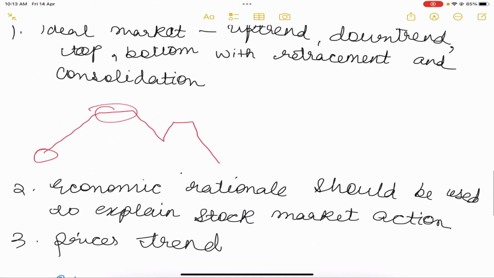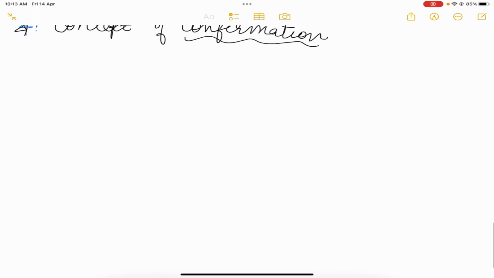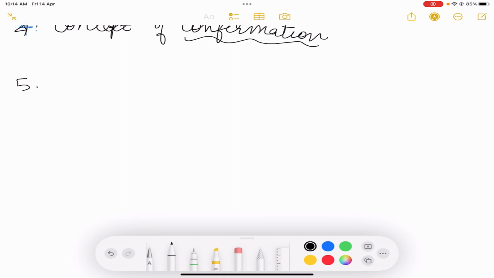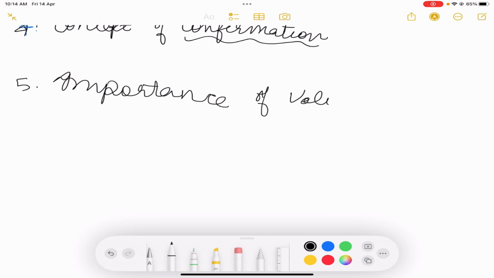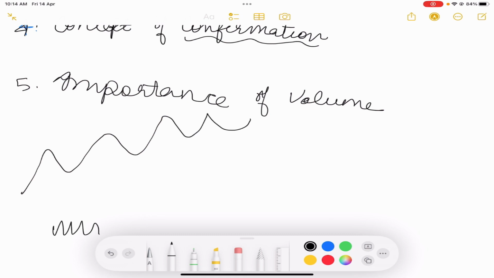So after confirmation, we have the importance of volume. All right, this is important. The importance of volume is something which you will be using in your day-to-day trading and investing as well. You need to have a high volume which supports your direction. If there is a healthy uptrend but the volume is not much, then it is not going to sustain for a long period. It is a weak uptrend.